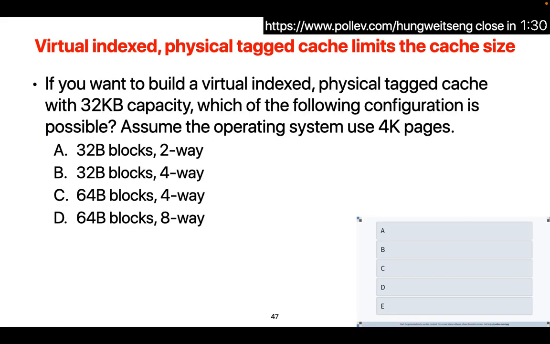So now I have a question for you. I want to build a 32 kilobyte cache with 4K pages. What is the available choice that I can do?